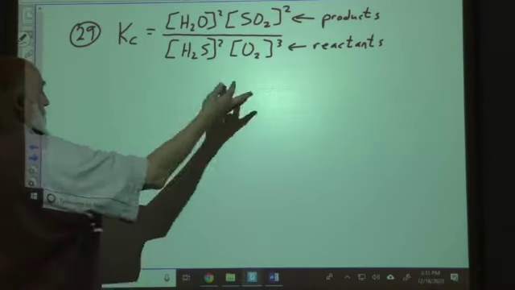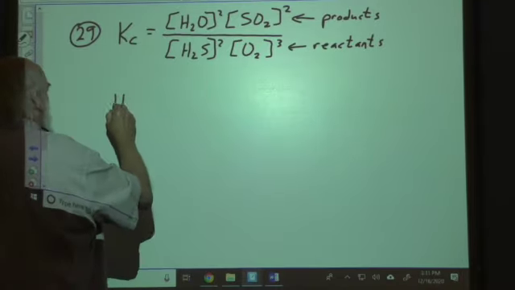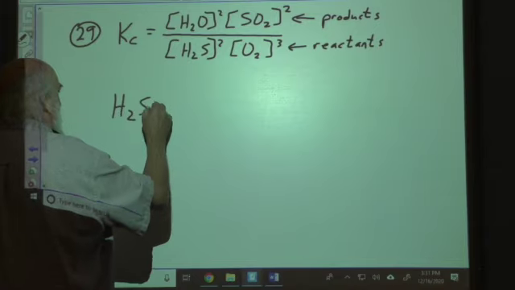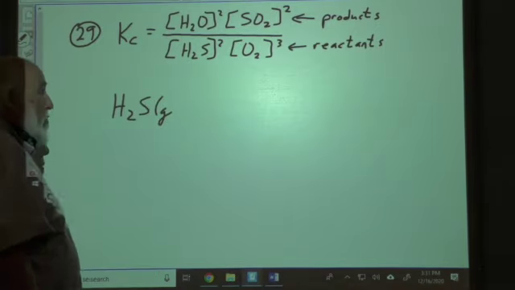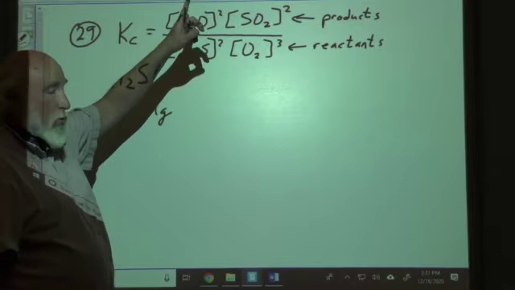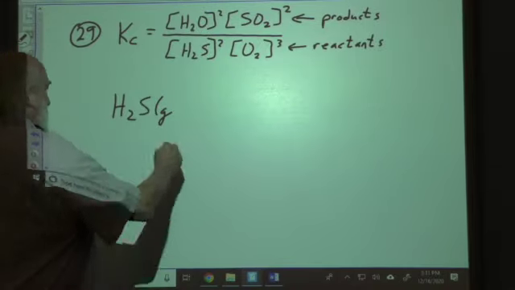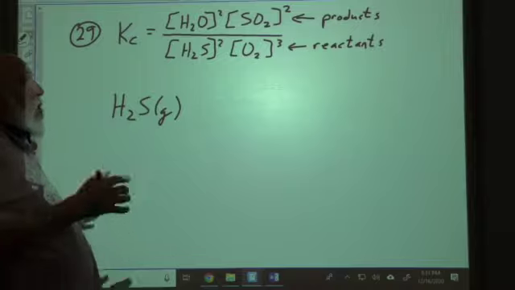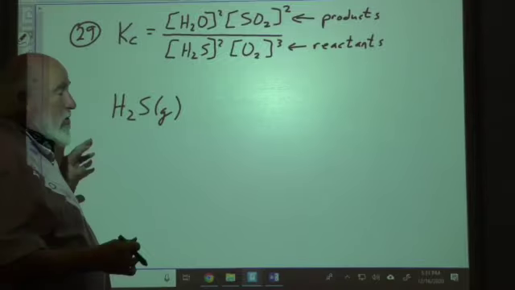So, reactants go first. We've got H2S. And these are gases, I'm going to assume. I know that these are all gases, except for this, and we'll talk about that just a little bit. As I said, well, liquids never go into these things.